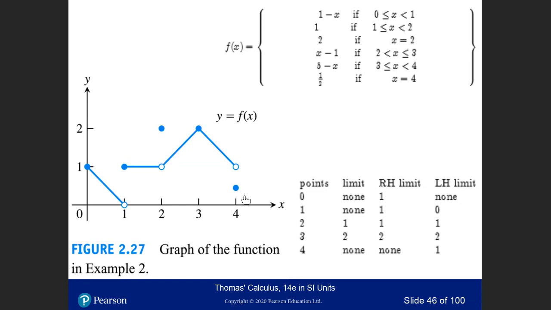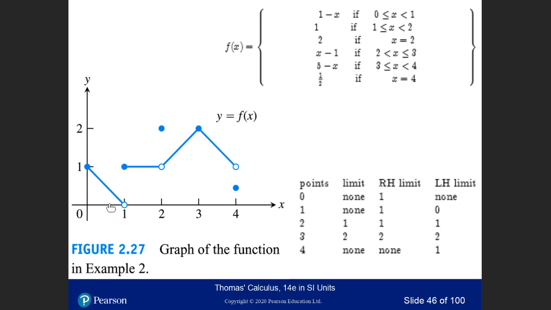Okay, now let's look at the limits of this function at different points. For instance, at x equals 0, does it have a limit? No, it does not have a limit. You can approach 0 on the right-hand side. You cannot approach from the left-hand side. So there is no limit here, but there is a right-hand limit, which is equal to 1, as shown in this table. No limit.